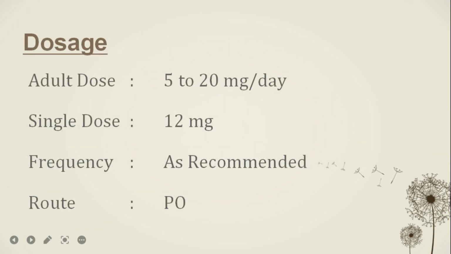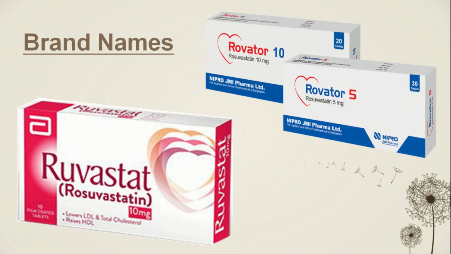Dosage. Adult dose, 5 to 20 mg per day. Single dose 12 mg. Frequency, as recommended. And the route is oral. And these are some brand names: Rovator and Rosivastat.